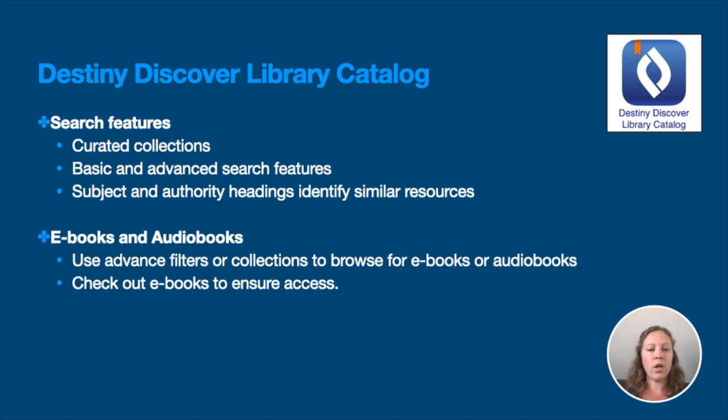In this section, we discussed the Destiny Discover Library Catalog. We focused on search features, including curated collections, basic and advanced search features, and using subject headings to identify similar resources. We also discussed access to ebooks and audiobooks.